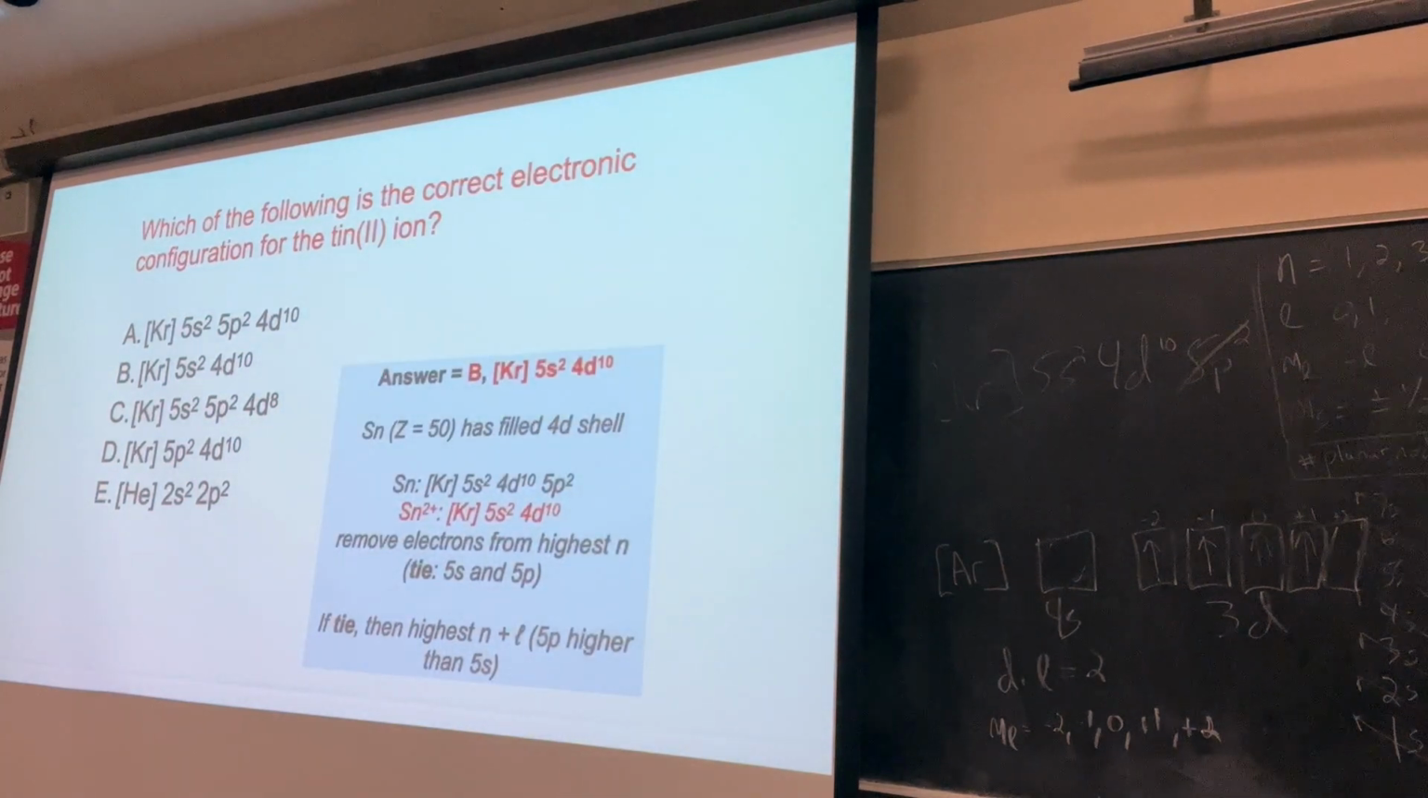So it would be 5s2 4d10. Notice how these configurations are listed sometimes, like 4d10 is on the outside, right? You'll see some kind of screwy configurations sometimes for things. But as long as you know how to fill them in and take them out, you're good to go. Any questions?